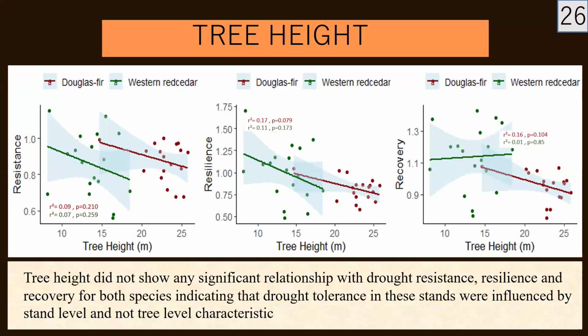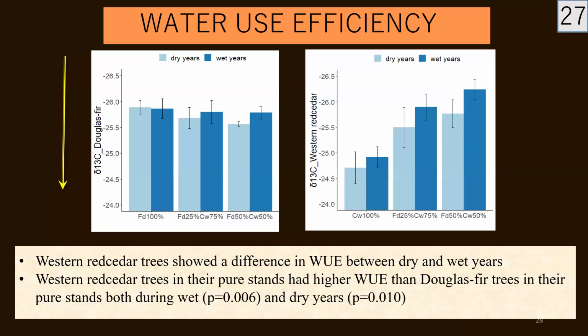From this we came to the conclusion that drought tolerance in these particular stands was more influenced by stand level characteristics and not by tree level characteristics. Another thing is that using the delta carbon 13 values, we calculated the water use efficiency. It is again a mathematical equation which gives you the water use efficiency.